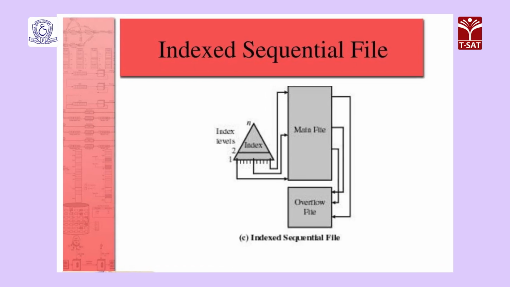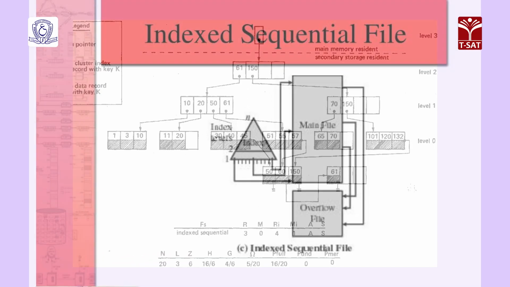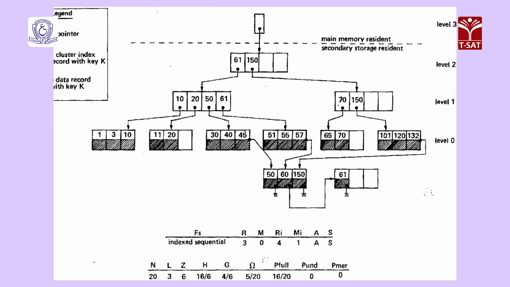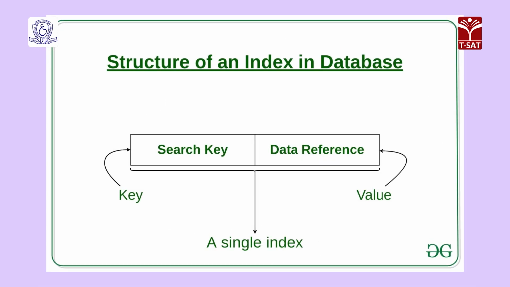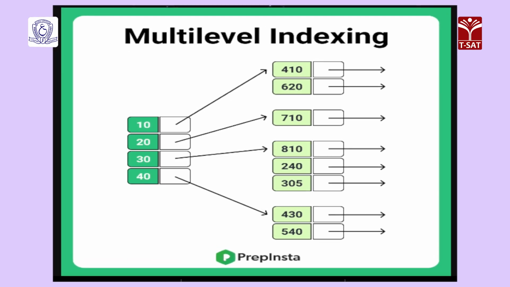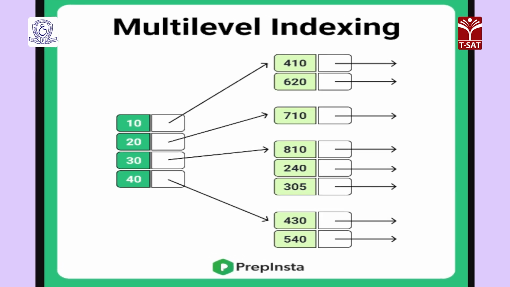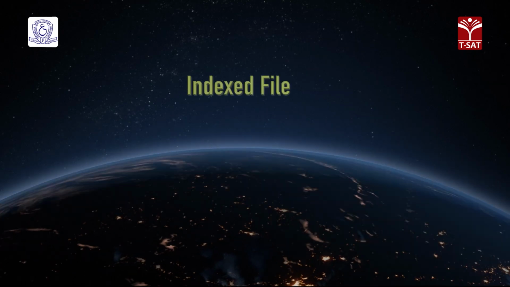Indexed sequential file system. It is a file system that adds an index to a file to support random access in database management. It also has an overflow file for the data. This file system greatly reduces the time required to access a single record in the database. There can be multiple levels of indexing to provide greater efficiency in access.